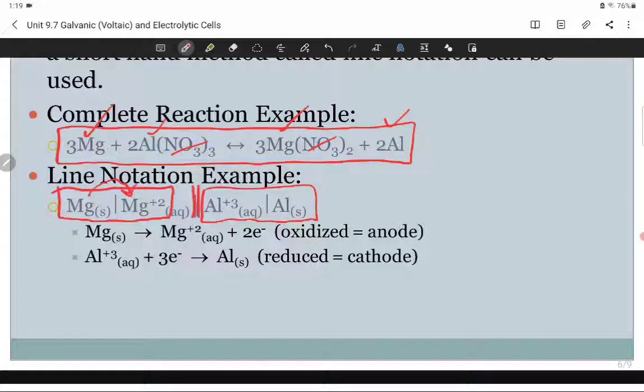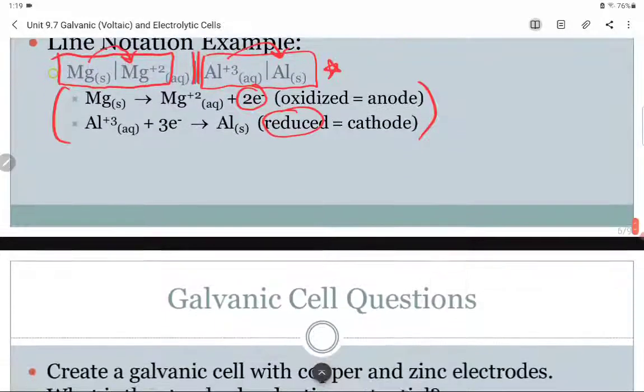Magnesium to magnesium ions, that is oxidized, and then aluminum ions to aluminum metal, that's reduction. So this is just me sort of helping you define what's actually going on there, but this would be the actual line notation. You're not going to be asked to write line notation, but you might see line notation and have to understand what it means.